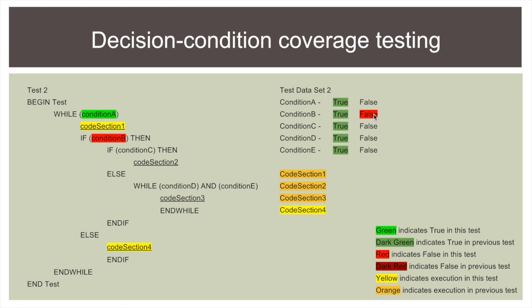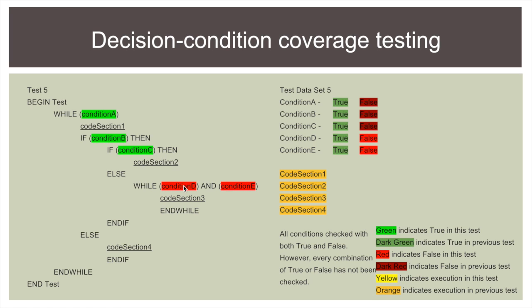We've tested one false here. Data set 3, we test condition A is false, nothing else gets executed. Test 4, we test that condition C is false. Set 5, we test condition D and E is false. Okay, so in this instance, all conditions have been checked with true or false. However, not every combination of true or false has been checked.